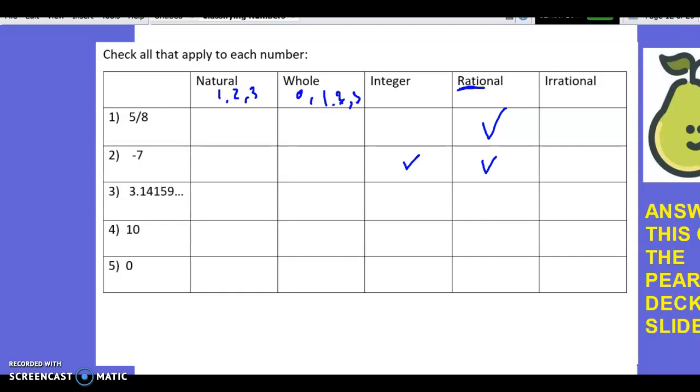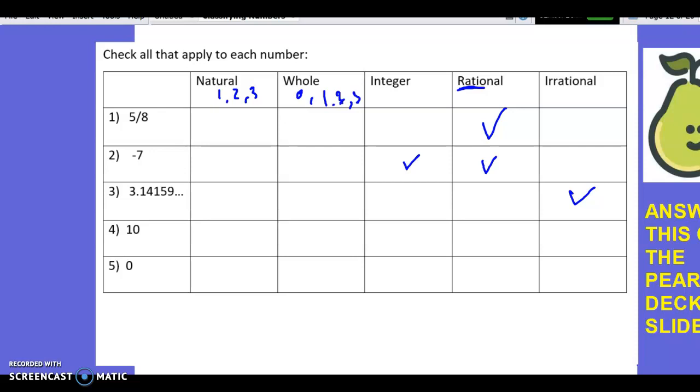3.14159. What do you think about that one? If you said that is irrational, then you are right. That is a non-terminating, non-repeating decimal. How about the number 10? Where would you see the number 10? If you said natural, then you are right.